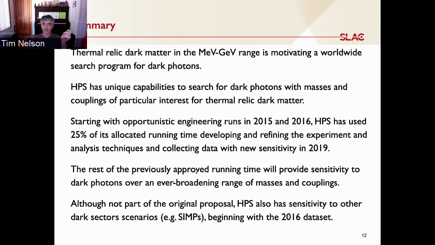The rest of the previously approved running time will provide sensitivity to dark photons over an ever-broadening range of masses and couplings. Obviously, we asked that that previously approved running time be reapproved here. Although it's not part of the original proposal, so it's a bit of an aside, HPS also has sensitivity to other dark sector scenarios, for example, strongly interacting dark sectors, so-called SIMPs, beginning already with the 2016 data set. All right, thank you.